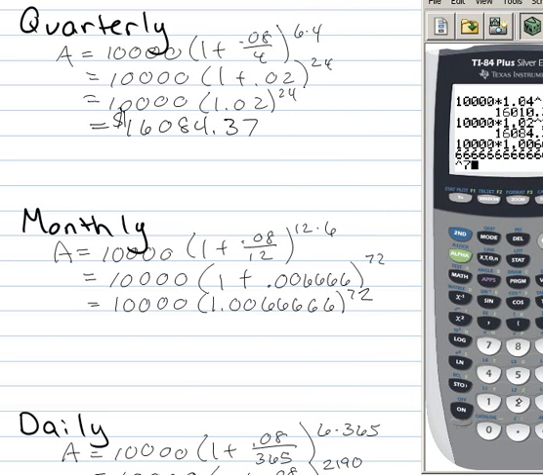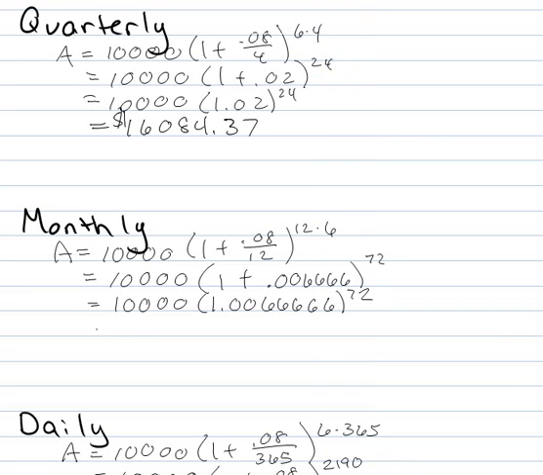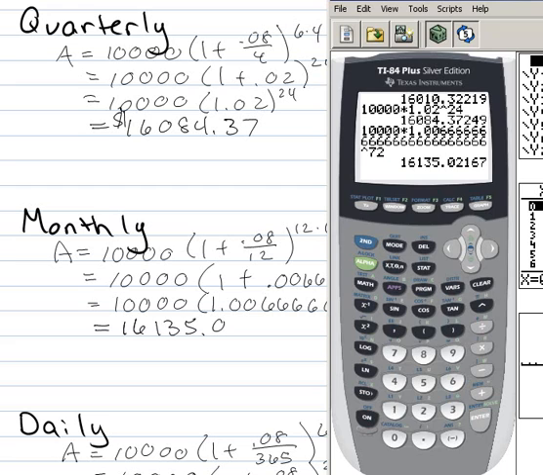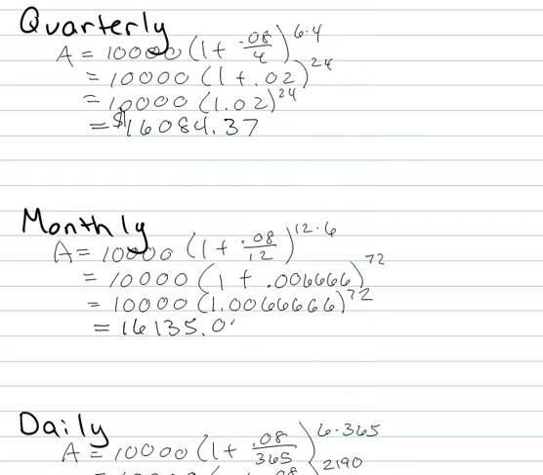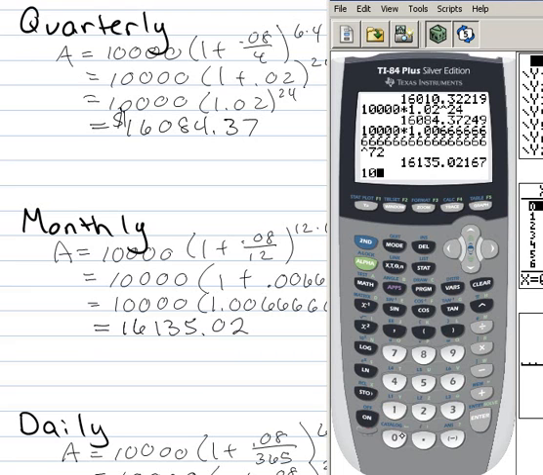To the 72. Enter. So 16,135.02, right? You know, so you could get a slightly different answer. Say I just done 10,000 times 1.006 to the 72. I'm going to get a different answer.